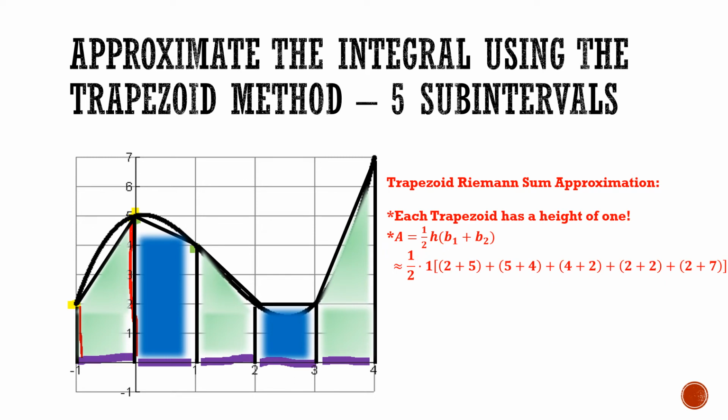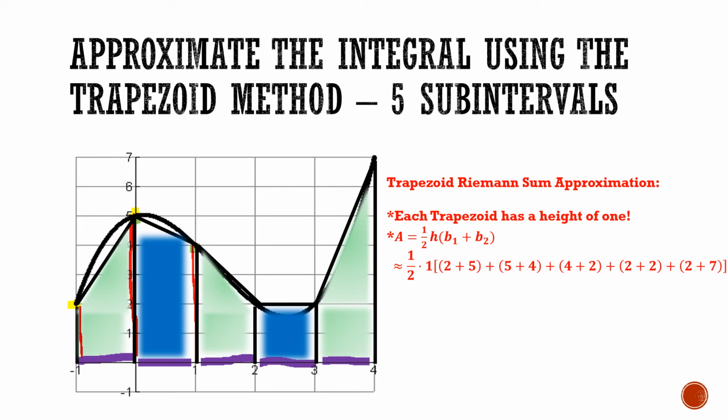And then I'm going to do the next blue triangle, so I have 5 as my left base and 4 as my right base. So 5 plus 4. And then I'm going to do 4 plus 2 for the next green, 2 plus 2 for the last blue, and then 2 plus 7 for the last green.